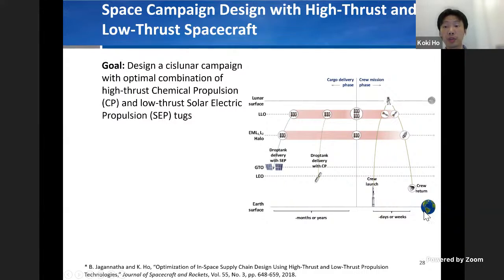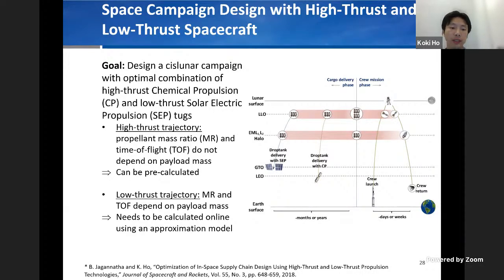So this time you don't need to carry everything with you. You only need to carry the minimum, of course, with some redundancy and contingency propellant. And then you get the rest from this orbit depot that was launched previously using low thrust. And because low thrust is very efficient as a whole, you don't need to launch as much as you would need otherwise. So this is the concept.